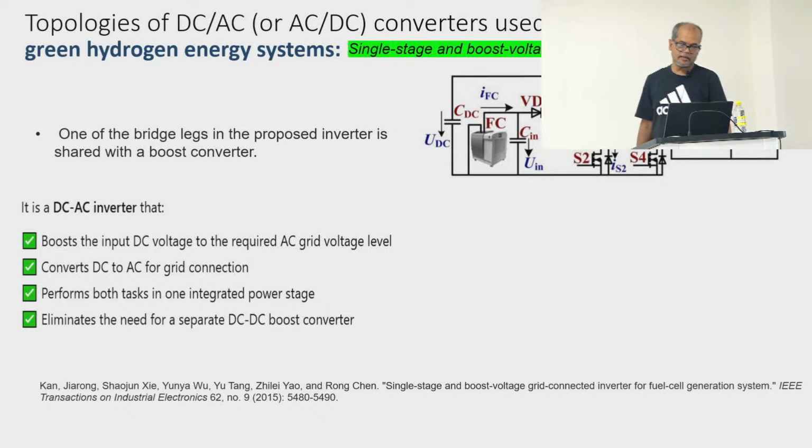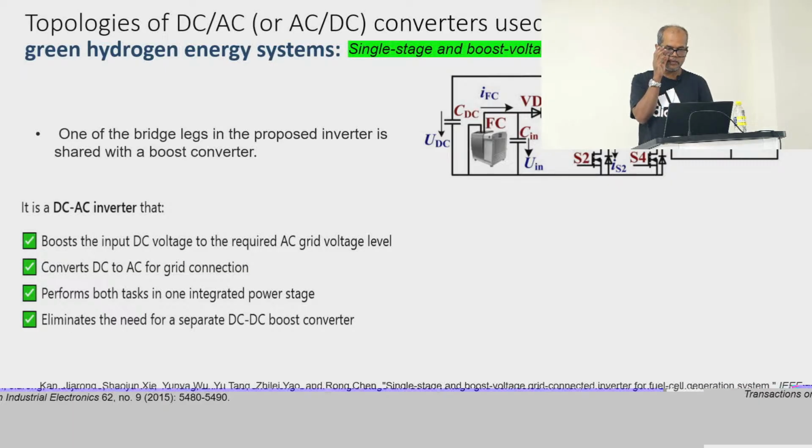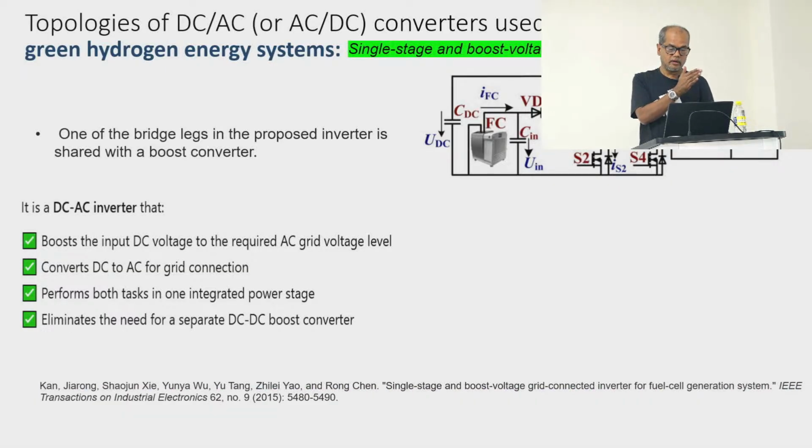And definitely, if we have that, it's common in terms of providing control. We don't need separate control for DC to DC and then the inverter. So in terms of control, in terms of efficiency, it's one integrated power stage. So this is going to be a better solution if you use that inverter topology, mainly for electrolyzer applications.